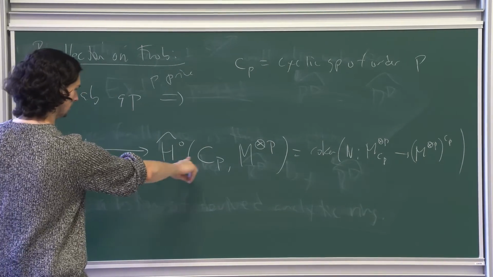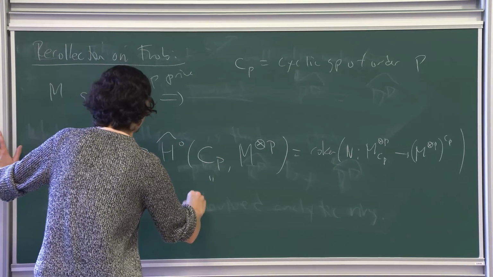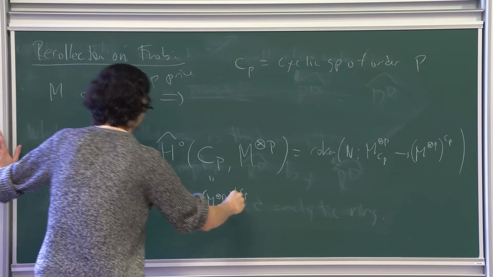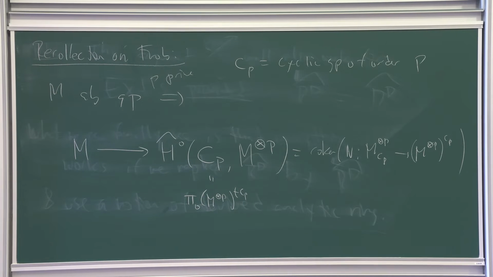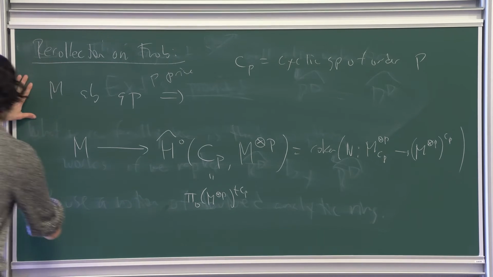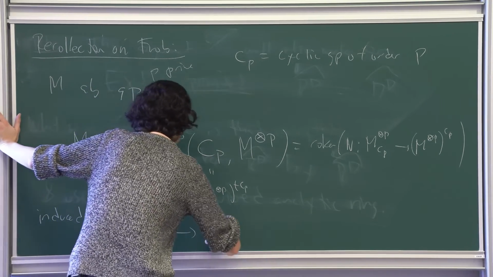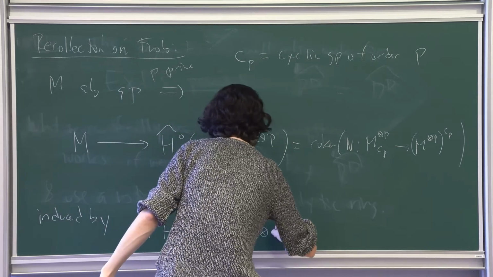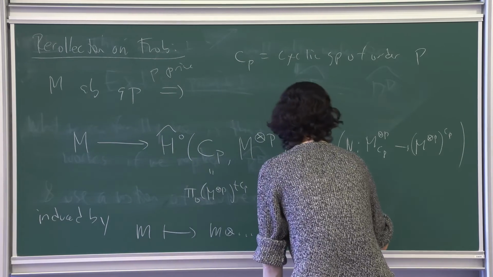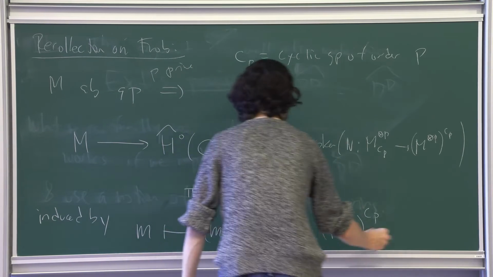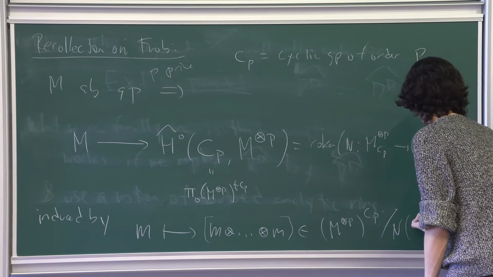This is quite long notation. I'm going to adopt some homotopy theory abbreviation for this. I'll just write pi 0 of the Tate cohomology of CP, written in the style of homotopy theorists because it's shorter. And what is this map induced by? You send an element M to the diagonal tensor, M tensor M P times, which lives in M tensor P, and it's clearly fixed by the cyclic group of order P, and then you take its class in the Tate cohomology.